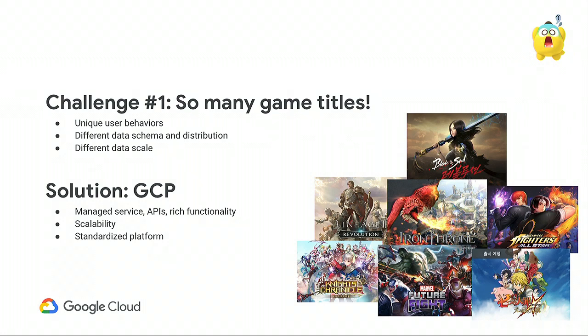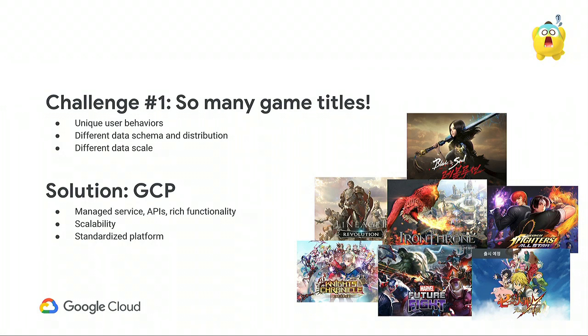Anyway, so the first challenge was this. We had so many game titles. And these game titles have unique user behaviors. As you can see on the screen, there are some MMORPG games, adventure RPG games, and also others. And these games have a very different data schema and data distribution, since all the games were made by our subsidiary companies.